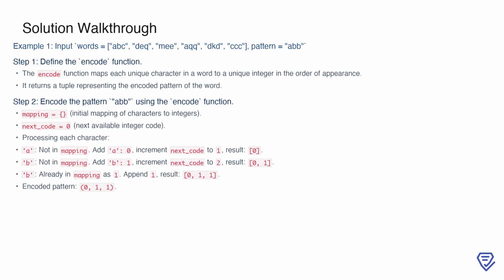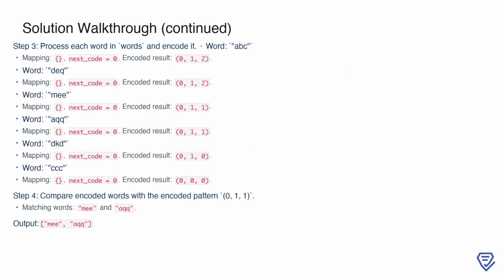For abb, the first character a is mapped to 0, then b is mapped to 1. When we encounter b again, it's already in the mapping with the value 1, so we reuse that. The final encoded pattern for abb is 0, 1, 1. Now, we move on to processing each word in the list words using the encode function. For the first word, abc, we start with an empty mapping and assign 0, 1, and 2 to a, b, and c, respectively, resulting in 0, 1, 2. Similarly, for dec, we assign 0 to d, 1 to e, and 2 to c, resulting in 0, 1, 2. For me, the encoding assigns 0 to m and 1 to e.